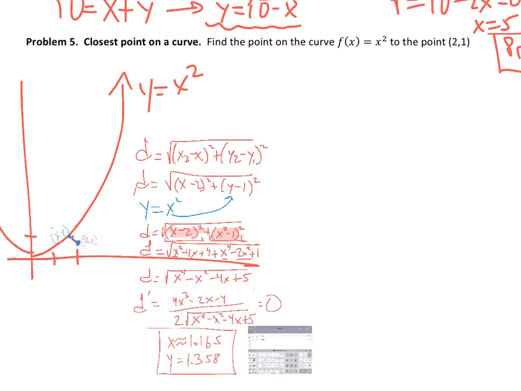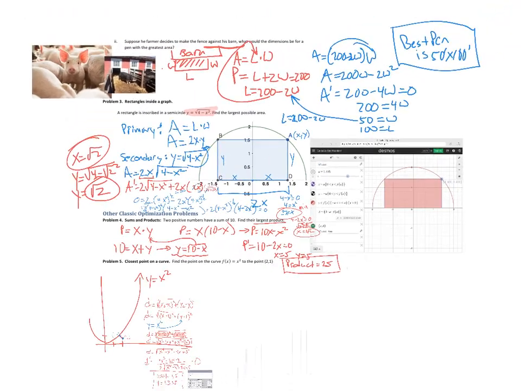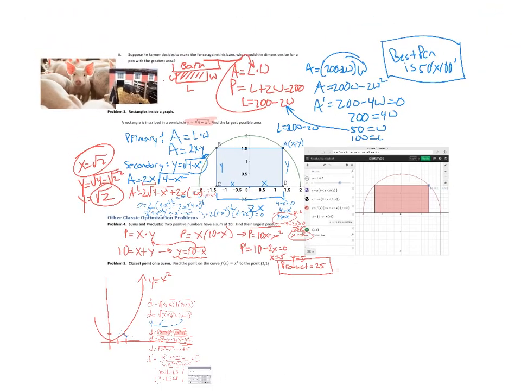All right, hope that helps. That's how we solve our optimization problems. We set our primary equation. We substitute to get just one variable. Then we take our derivative and set the derivative equal to 0. That'll give you the critical values that you can test out. That should be your min or your max.